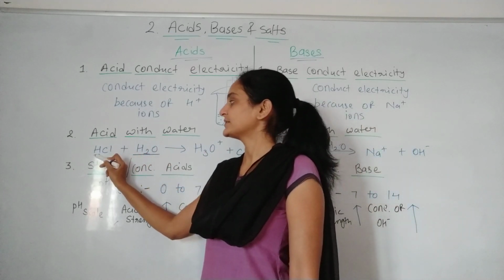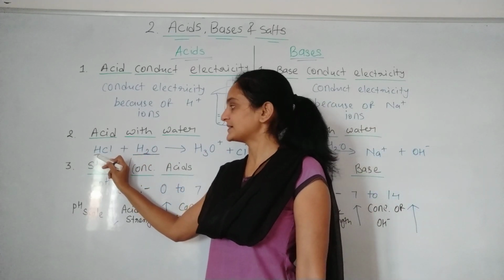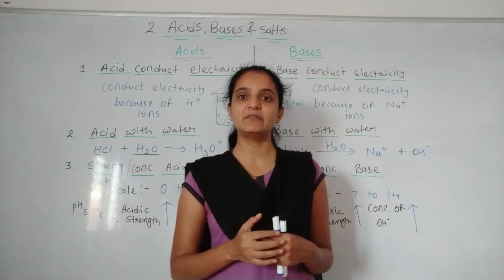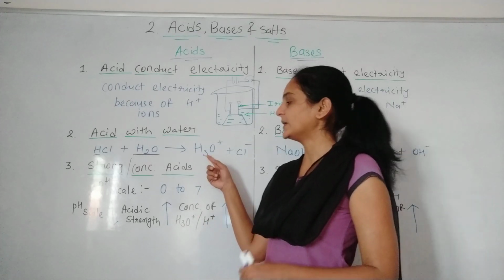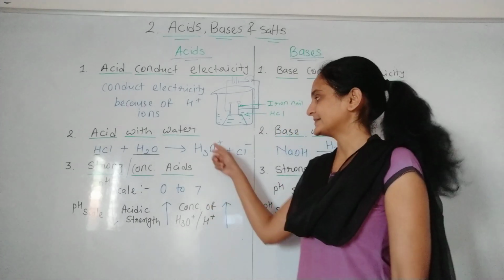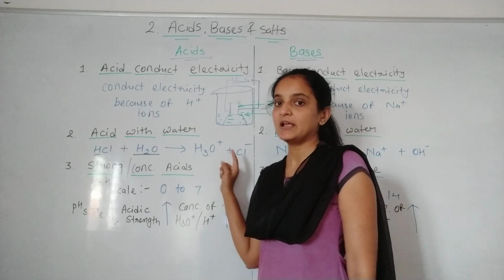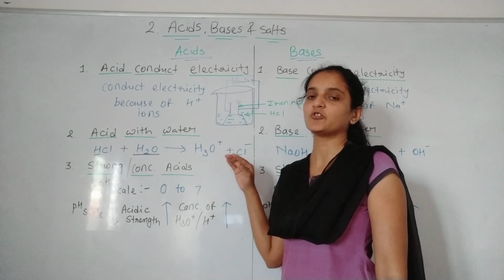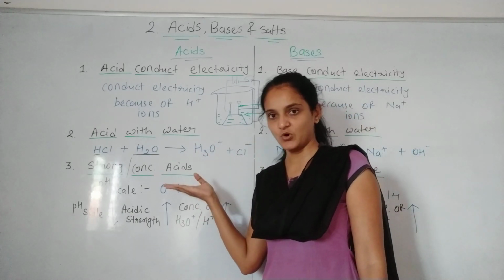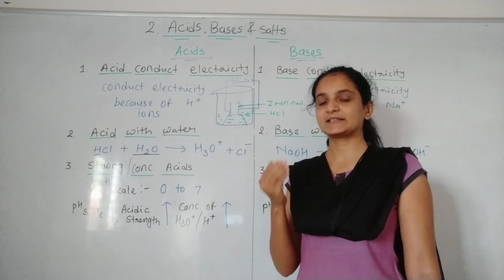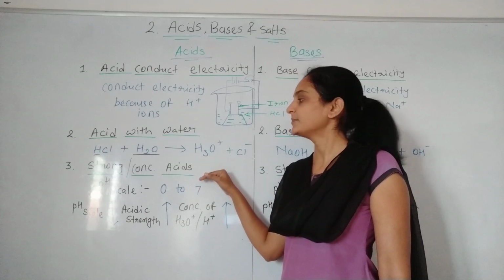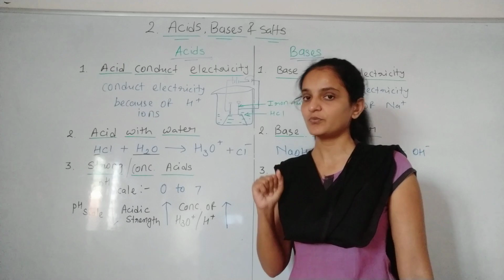Here ionization takes place, and H+ and Cl- ions are released. But the H+ ion does not have an individual existence. So what does it do? It combines with H2O and forms the H3O+ ion, which is considered the hydronium ion. This hydronium ion is responsible for the acidic strength of any acid. If the concentration of hydronium ion is more, we can say the acidic strength is more. If its concentration is less, the acidic strength of the acid is also less.